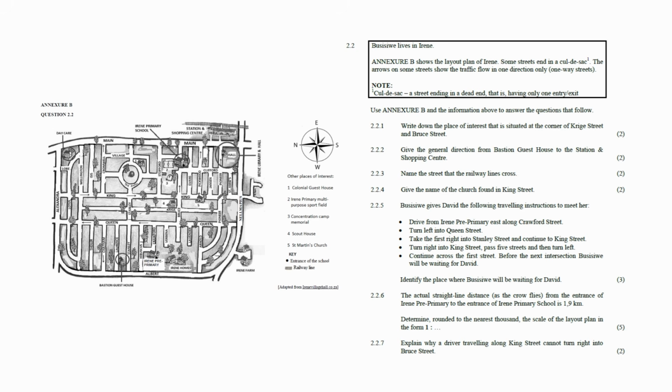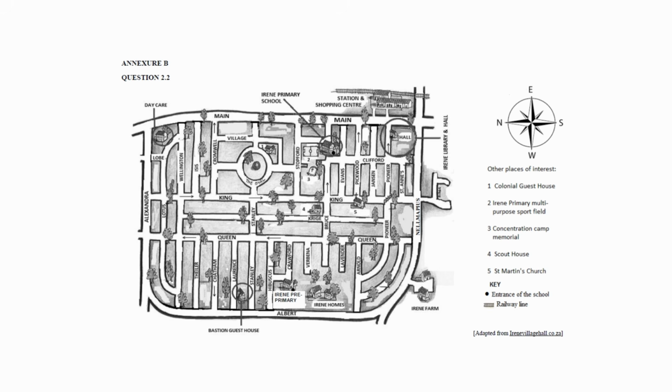Question 2.2 consists of 7 maps and plan questions designed to assess your understanding of layout plans. You are given a layout plan of the village of Irene on Annexure B. Some of the streets end in dead ends, also known as cul-de-sacs. The arrows in these streets indicate that traffic can flow in one direction only, so they are one-way streets.